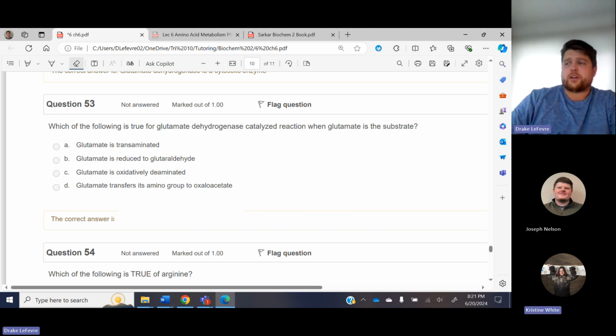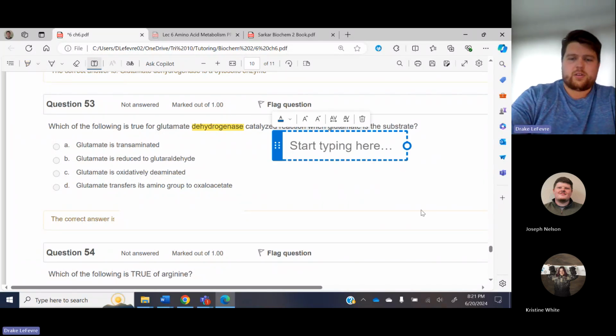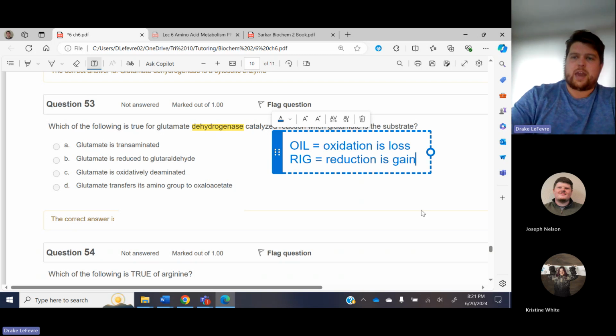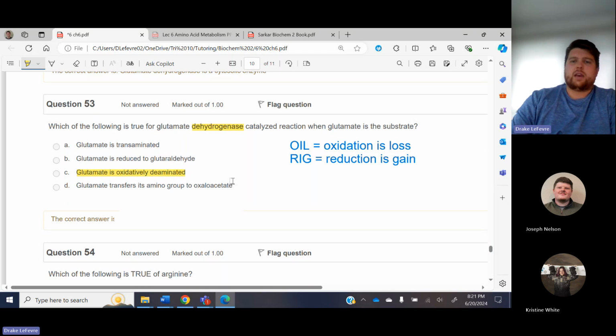Which of the following is true for glutamate dehydrogenase catalyzed reaction when glutamate is the substrate? So glutamate dehydrogenase, remember it's going to dehydrogen stuff. If we're dehydrogening, we're taking away electrons. Oil rig: oxidation is loss, reduction is gain. Dig back deep in the brain for that. So glutamate is oxidatively deaminated.